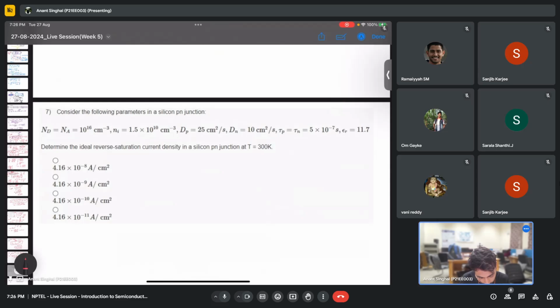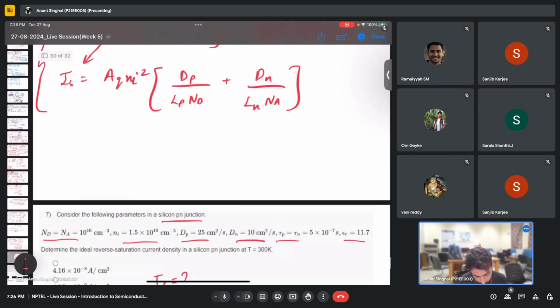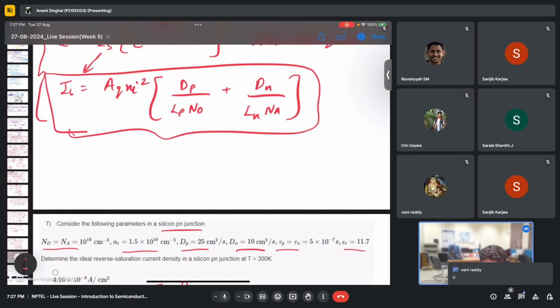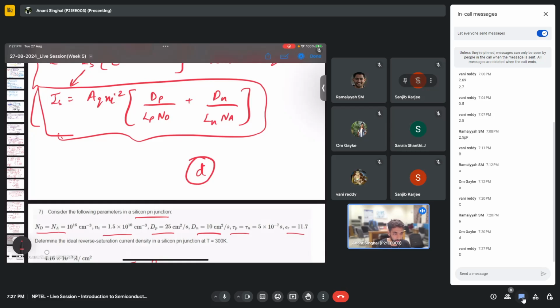We have again a p-n junction diode in which Na is given, Nd is given, Ni is given, dp, dn, tau p, tau n, epsilon r, everything is given, and you need to calculate. The first part is to calculate the ideal reverse saturation current. I have already given the formula, and you have everything in this. Just try to calculate it and let me know what answer you are getting. Okay, so I already have the answer. One answer is D. I'll give you 2 more minutes to solve each one, and then we'll confirm if the answer is D or not.